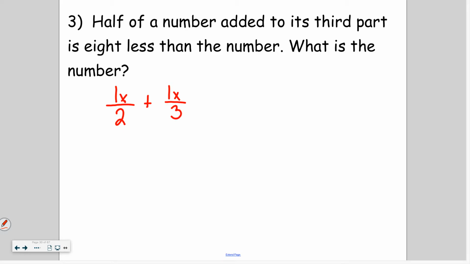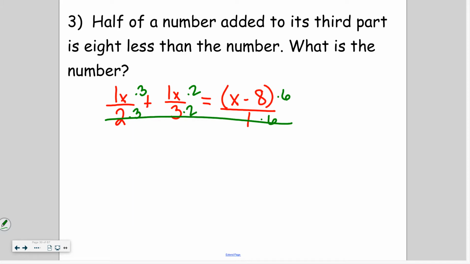So a half of the number added to a third is, that lets me know that it's equal, 8 less than the number. So x minus 8. Now let's just get a common denominator. If I want to make this a fraction, then that way we can get a common denominator all the way across, but a common denominator is going to be 6. Multiply by 3, multiply by 2. To get 1 to 6, I'm going to have to multiply by 6. It just gave me the same thing all the way across.